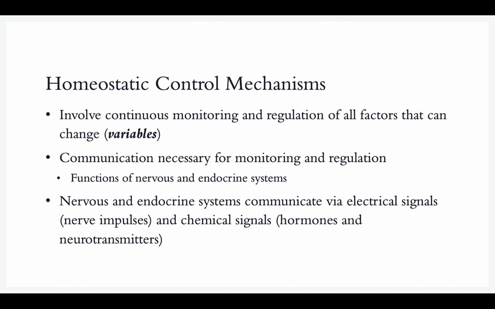This communication is carried out by the nervous and endocrine systems, which utilize electrical and chemical signaling to elicit change by effectors. We'll dive deeper into the nervous and endocrine systems at different points throughout this semester, but just trying to understand the surface level of what actually communicates these signals is definitely necessary at this point.